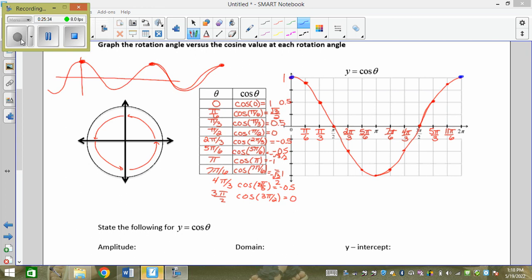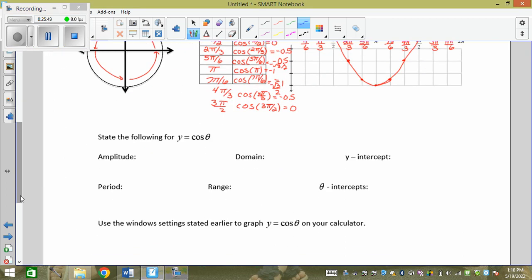Sine graphs and cosine graphs take 2 pi to repeat themselves, which happens to be the length of the unit circle. Correct? Because after the unit circle, what's going to happen? I'm going to start using the same y values again, aren't I? Same y values, same y values, same y values. So I know the period is 2 pi or 360 degrees.